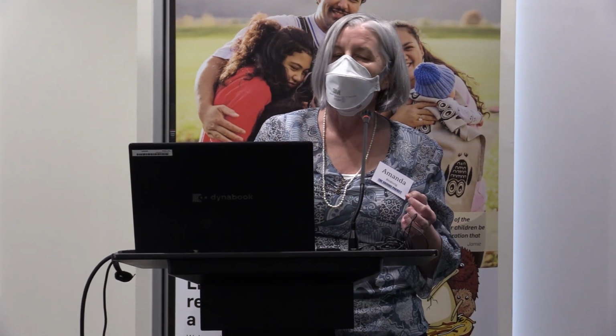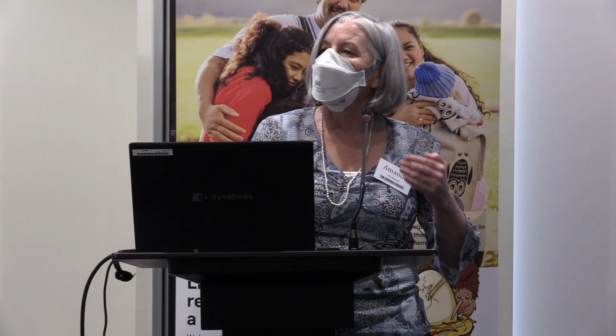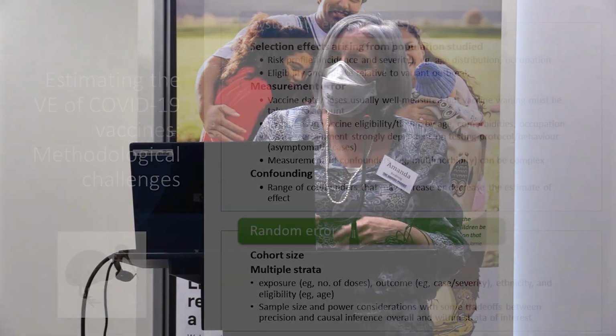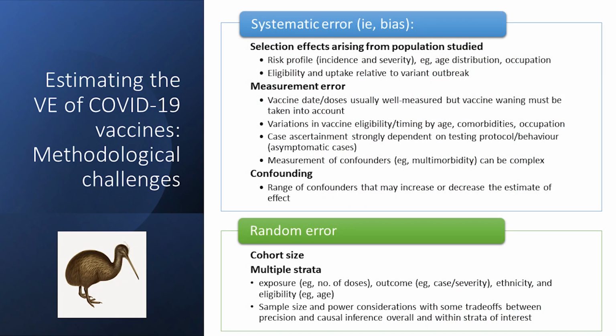And for measurement error, a really important one for COVID is, of course, case ascertainment. We know that COVID is usually under-ascertained, and so part of the value of this kind of cohort study is we've got a better opportunity to ascertain cases. In terms of confounding, I'll come to that in a minute, lots of sources of confounding.